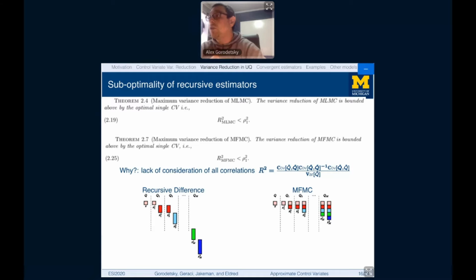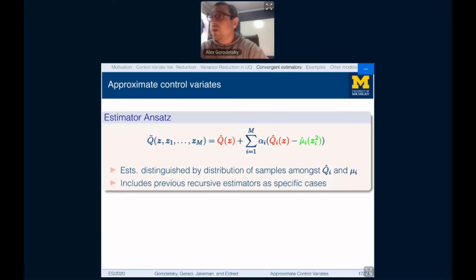So now I want to show a couple of examples of these types of techniques, of these types of results. First I want to show how to decorrelate it. I apologize. So again, we're going to have a convergent estimator, and we're going to work within this modeling ansatz.